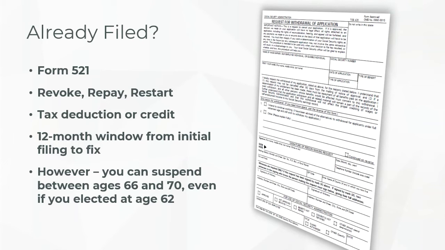Now, if you've already filed but you're within 12 months of that initial filing date, you can actually take a do-over. If you're outside 12 months, you can suspend benefits between your full retirement age and age 70, which would increase your benefit by 8% per year. And that'll help for some, but keep in mind during a period of suspension, no one, including a spouse, can take benefits based on your record. So it's really important to get the decision right the first time, but if you didn't and you happen to catch it early enough, you can still take steps to improve your situation.